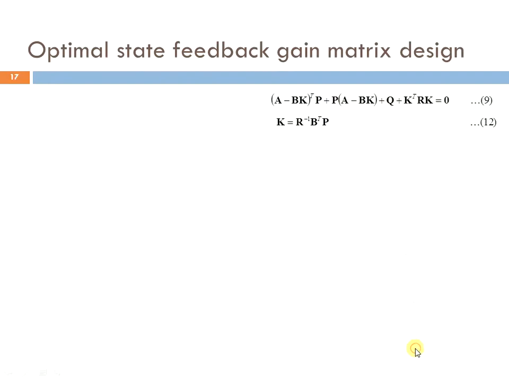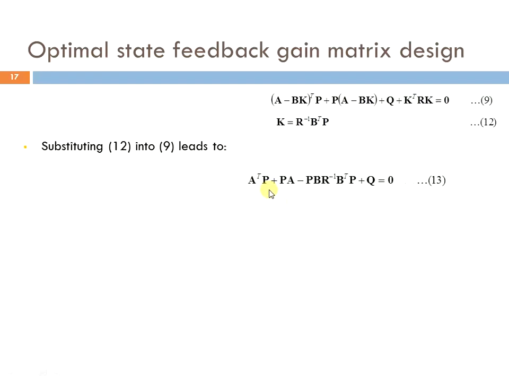To find the solution of the optimization problem, we are now going to substitute expression 12 into 9 so that we can find the solution of P. Once we make that substitution and do a bit of algebra, we end up with the expression given by equation 13. This is referred to as the reduced matrix Riccati equation.